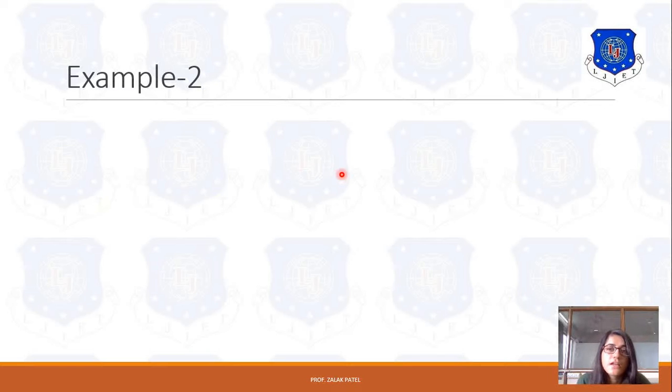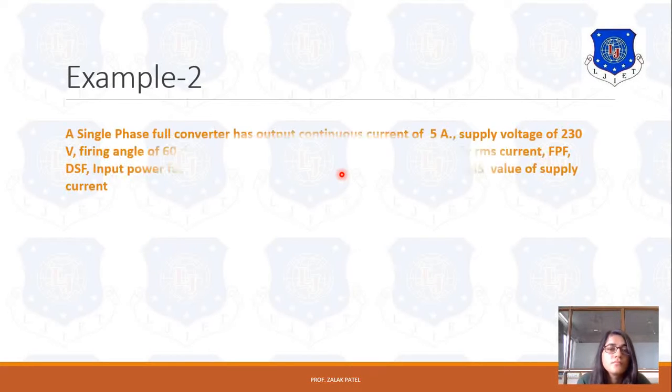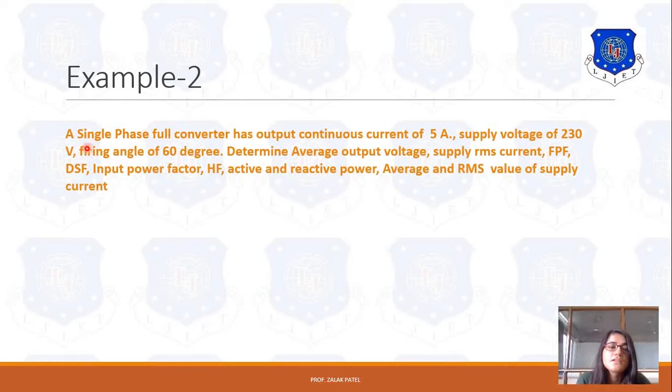Let's see another example related to analysis. Consider this problem statement. A single phase full converter has output continuous current of 5 ampere. Supply voltage of 230 volt, means this is the value of RMS voltage. Firing angle of 60 degree, means alpha is given, alpha equal to 60 degree. Determine the average output voltage VLDC, supply RMS current I, FPF, DSF, input power factor, HF (harmonic factor), active and reactive power, and average and RMS value of supply current. Okay, so all values we have to find out.